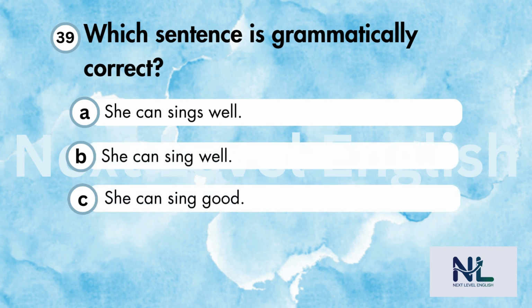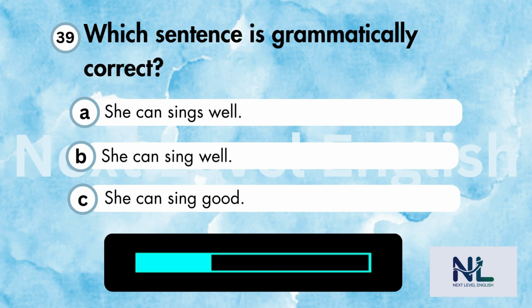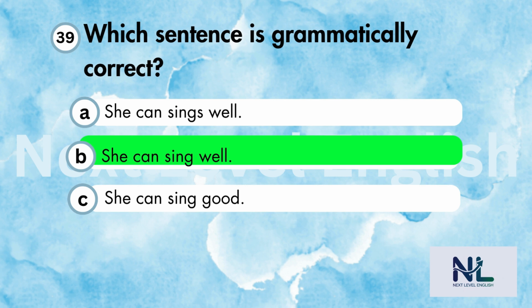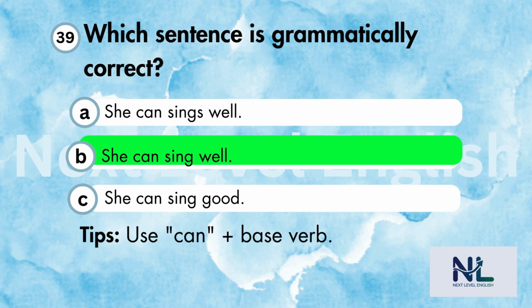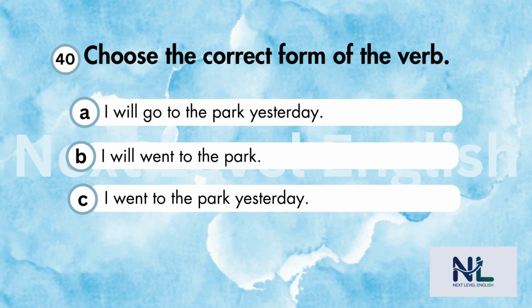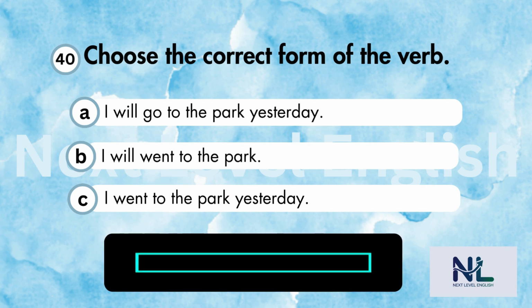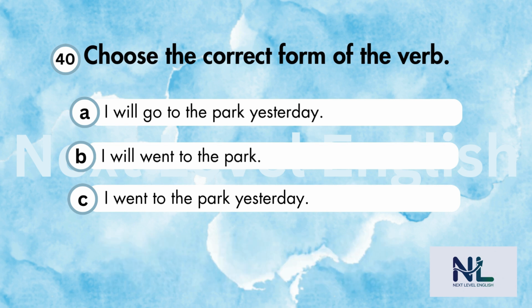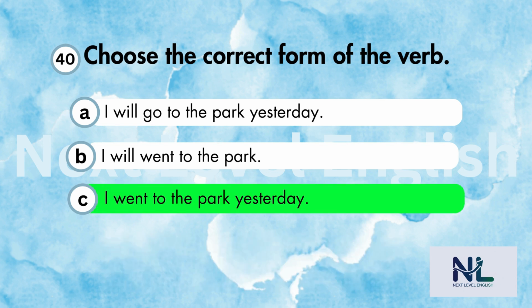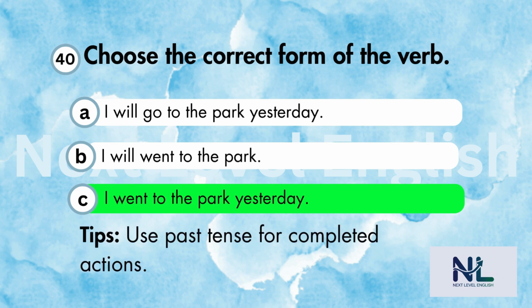39. Which sentence is grammatically correct? She can sing well. Tips: use can plus base verb. 40. Choose the correct form of the verb. I went to the park yesterday. Tips: use past tense for completed actions.